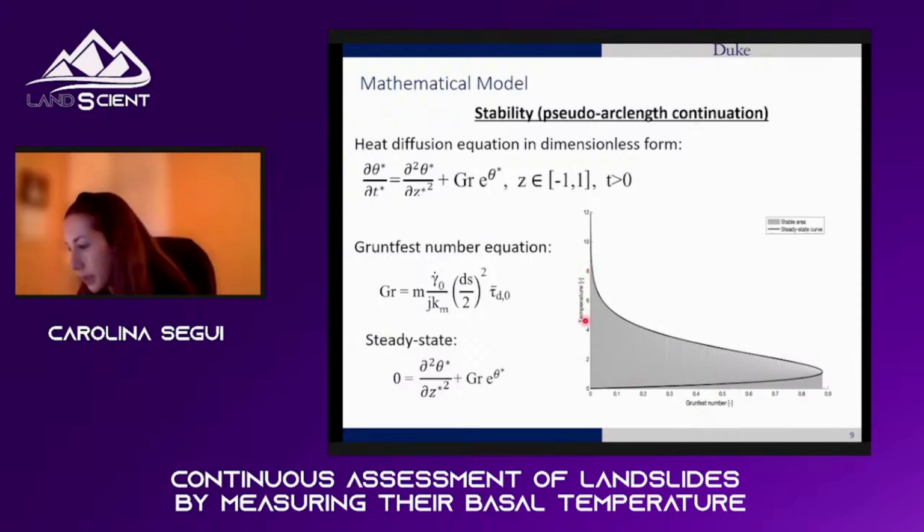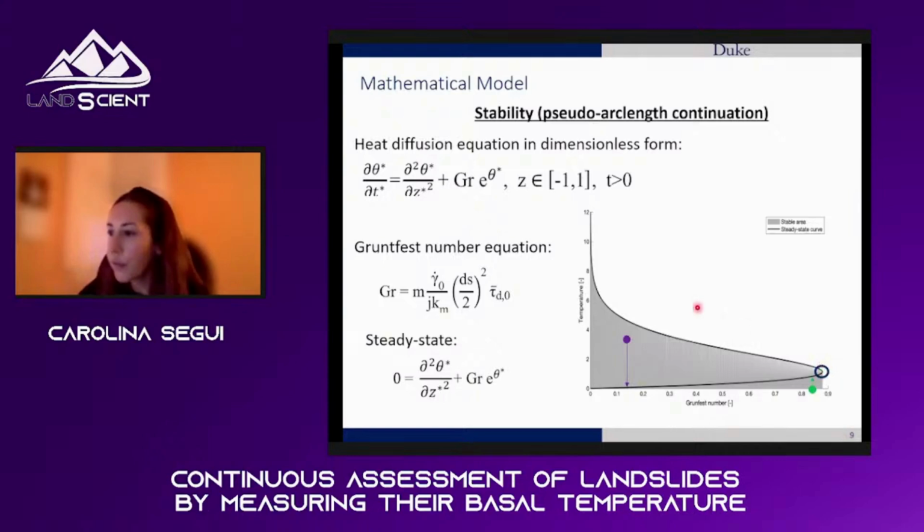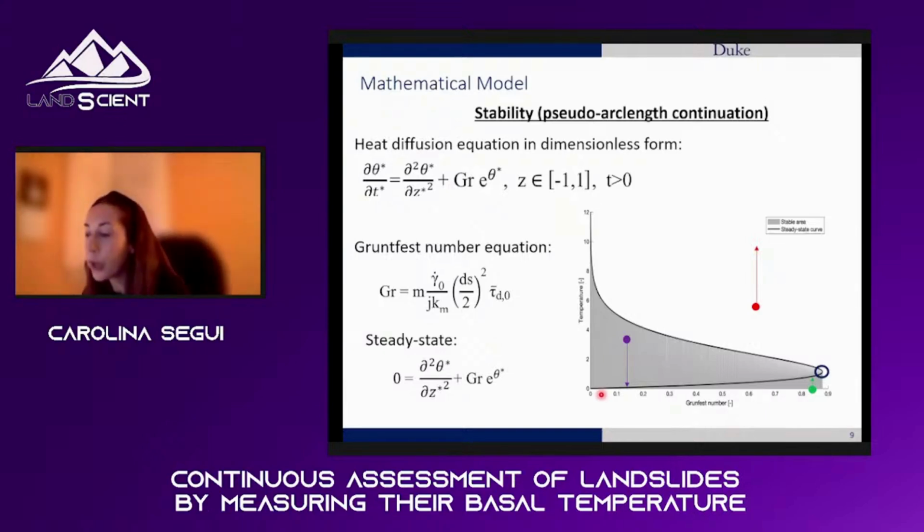So how do we interpret this curve? Here we have the peak of the steady state curve, the maximum value of the Gruntfest number which can be stable. If, for example, in our landslide the Gruntfest number and the temperature are within the gray area, the lower branch of the steady state curve behaves as an attractor and the landslide is stable. However, if the Gruntfest number and temperature go outside this gray area, the landslide is in tertiary creep, meaning that the landslide catastrophically collapses. Therefore, our goal is to maintain the behavior of the landslide, with the Gruntfest number and temperature, within the gray area.